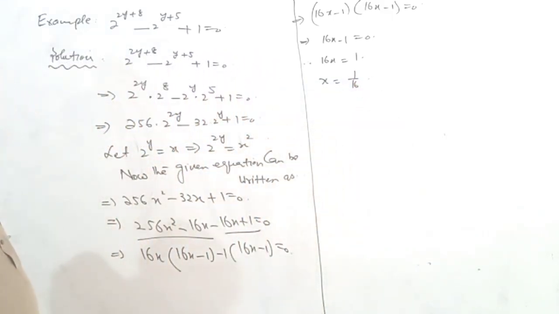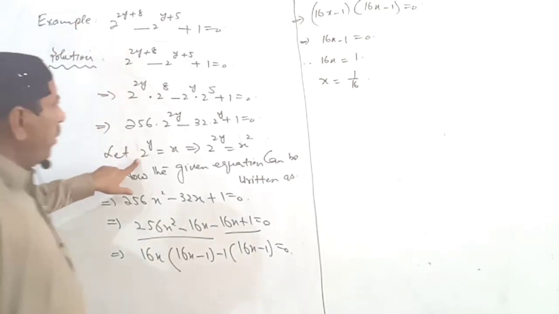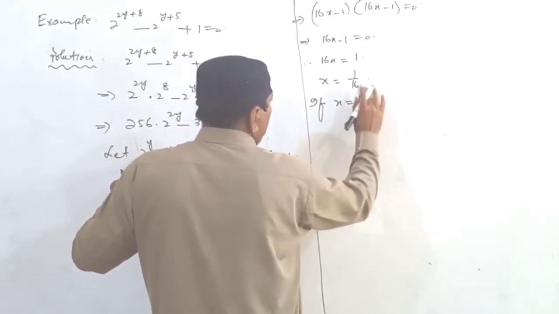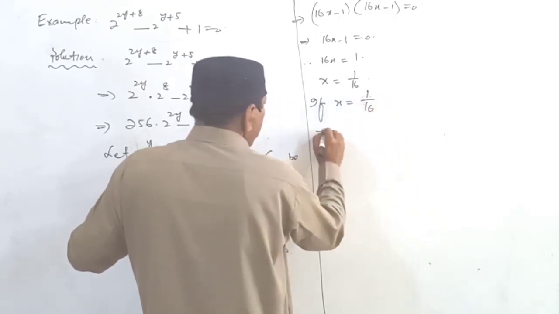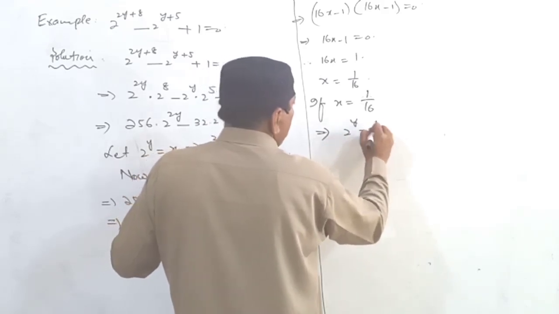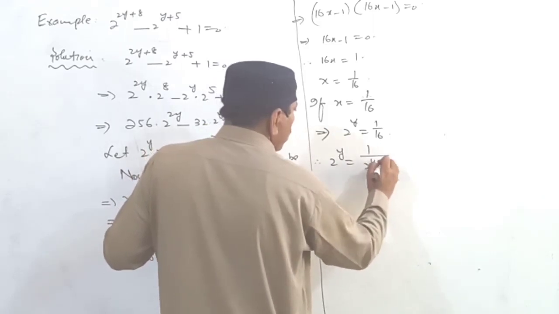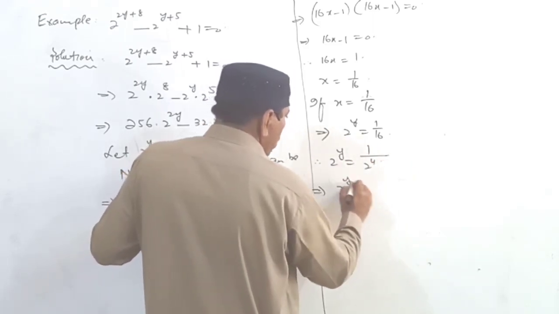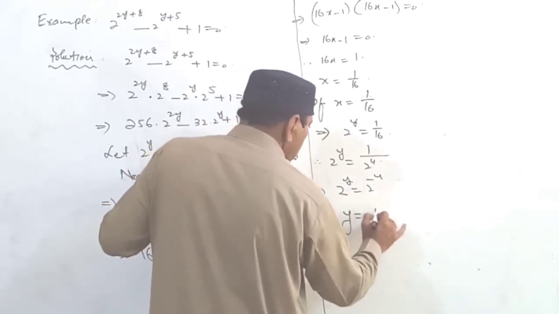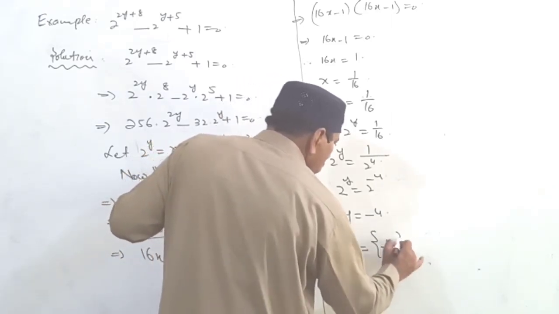So we need the value of y. If x is equal to 1 upon 16, it implies that 2 power y is equal to 1 upon 16. Therefore, 2 power y is equal to 1 upon 2 power 4, or 2 power y is equal to 2 power minus 4. If the bases are equal, then the value of y is equal to minus 4. Therefore, the solution set is minus 4.